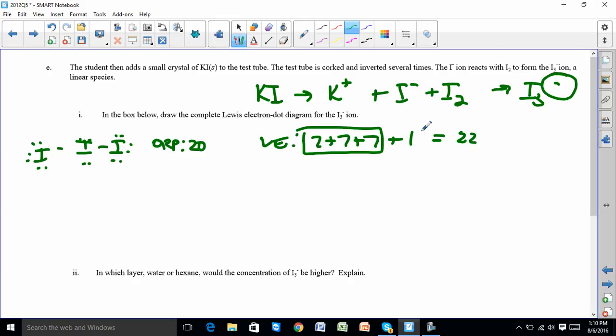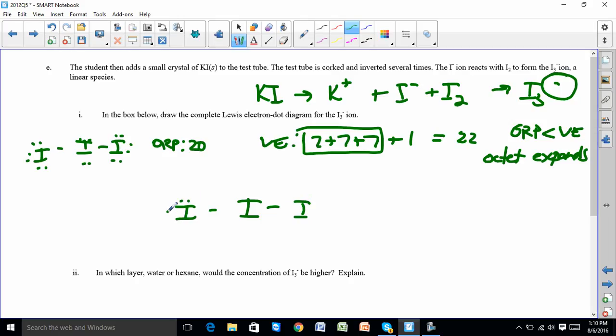And so what happens is ORP is less than VE, and that means the central octet expands. It gets bigger. It's an octet rule expansion. And so this is what should be in your box. This one has 8, this one has 8, but this one has 10. And then we have to do this in brackets in the box because it's an ion.